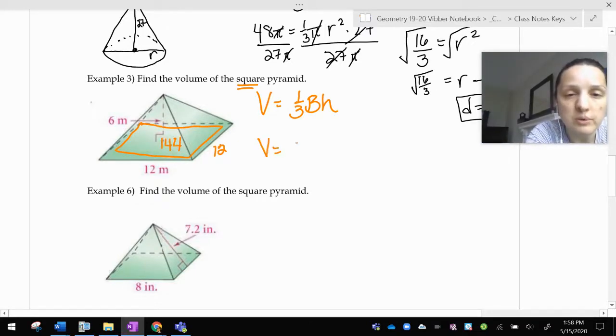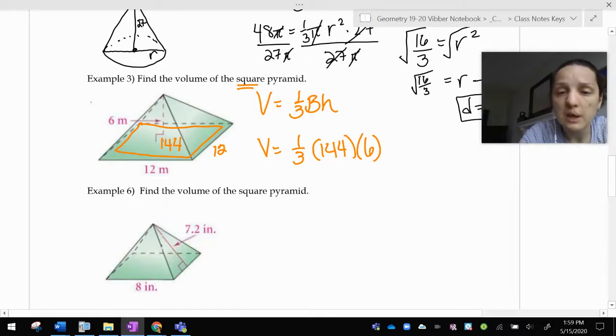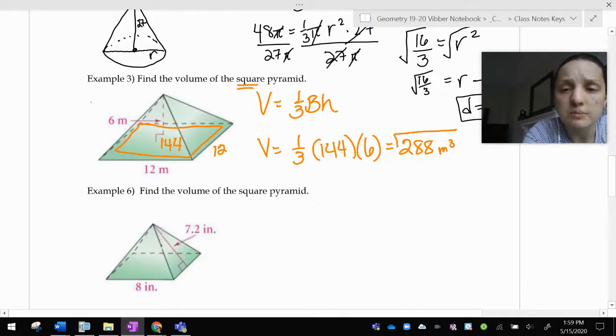So my volume is 1/3 times 144 times 6. And then that I can do in my head because 1/3 of 6 is 2. 2 times 144 is 288. And so my volume is 288 cubic meters.